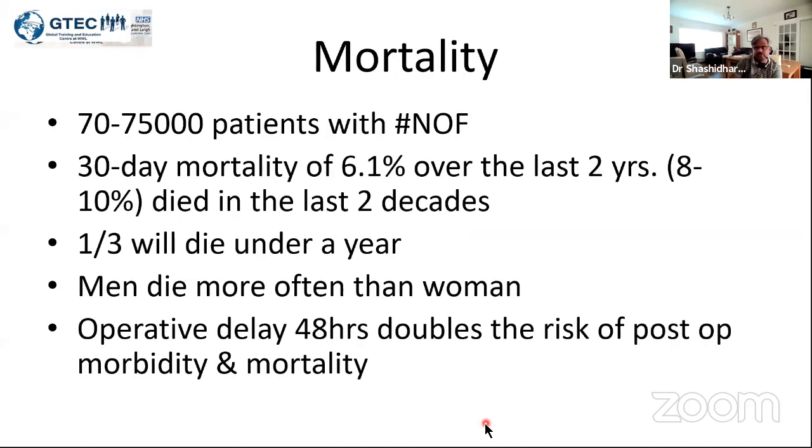Currently we see about 70 to 75,000 patients with fracture neck of femur in the UK. We're talking about 147 NHS trusts across the whole of the United Kingdom. The 30-day mortality, as I said, is about 6.1% over the last 2 years, 8 to 10% in the last 2 decades. It's important to know that 1/3 of the patients will die within a year, no matter what you do. Men die more often than women.